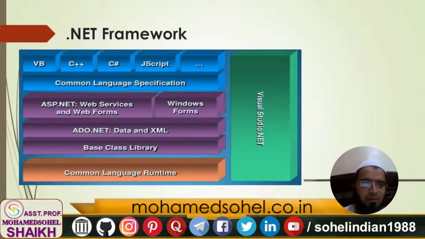Now the next layer, which is also known as the data access layer, is ADO.NET. With the help of this layer, we can access a relational database. It works with XML and it provides a disconnected data model. This layer is used to access the data and the data services using the data provider and the data set.